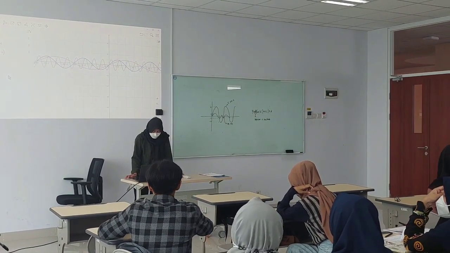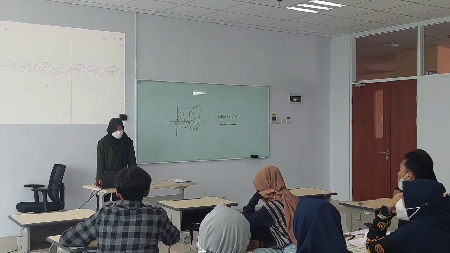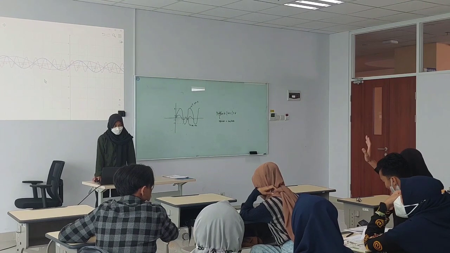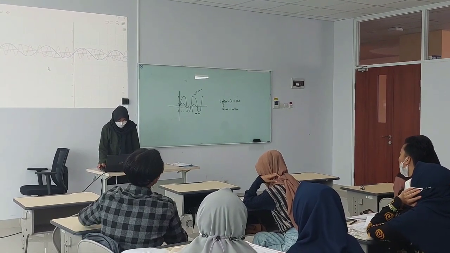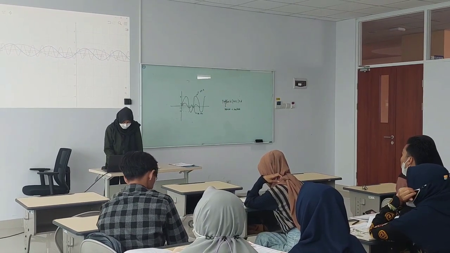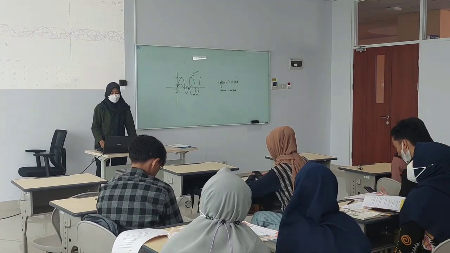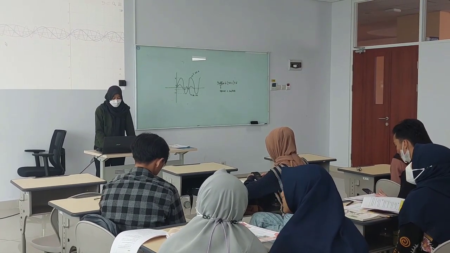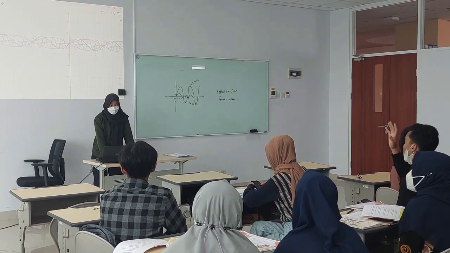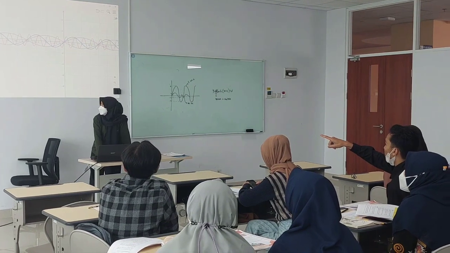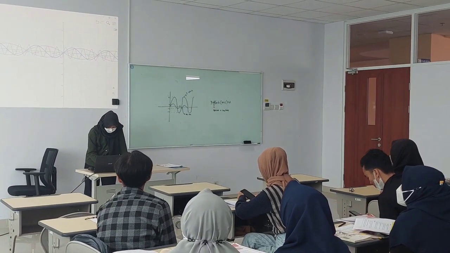In contrast with the graph y equals sin x, what is the difference? There will occur a horizontal stretching. Yes, that's right. And last, I have y equals sin negative half x. What is the period of this graph? The period is the same. Yes, 4π. Alright.